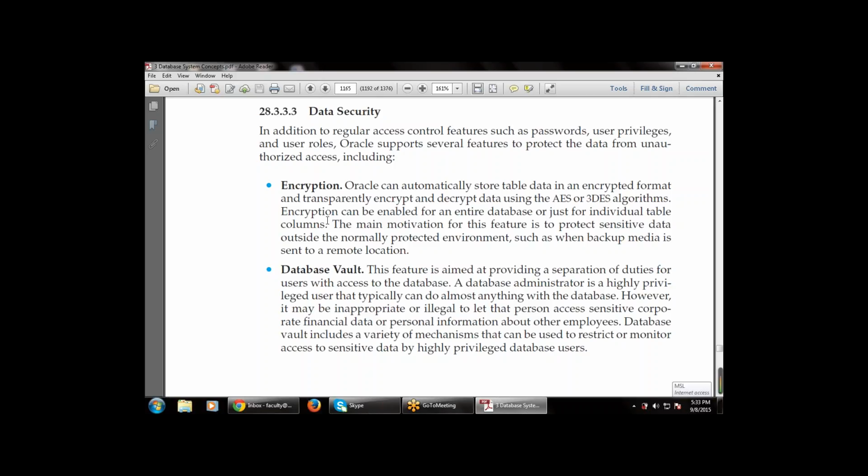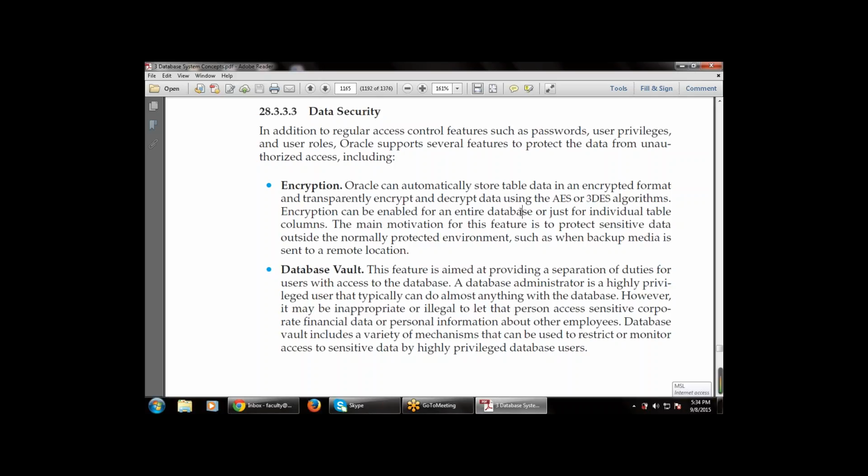Encrypting the data means changing the form from the original form to another form. Encryption means changing the form into multiple forms. So Oracle can automatically store the table data in an encrypted format and can transparently encrypt and decrypt the data using the AES or the DES algorithm. So these are the various algorithms that will be used.